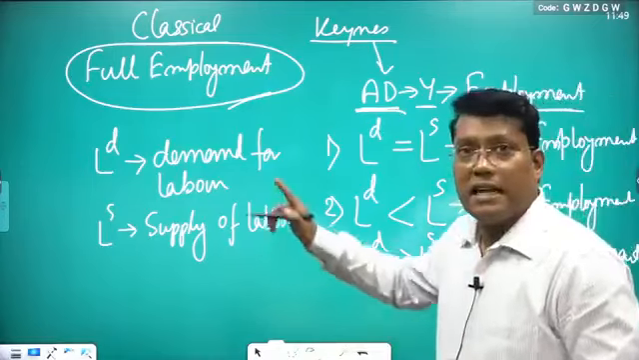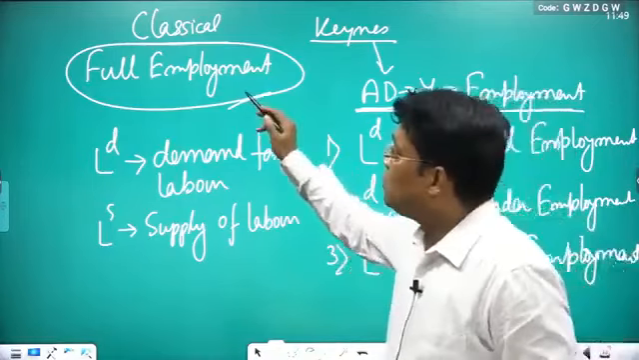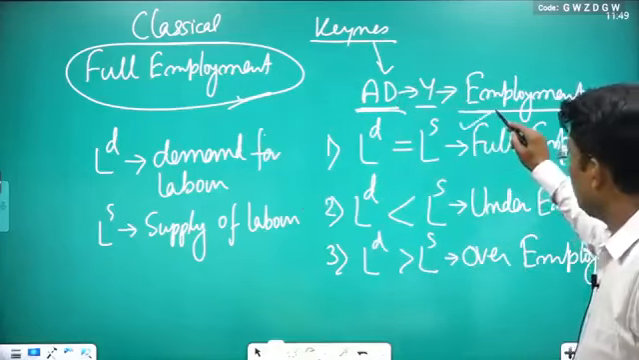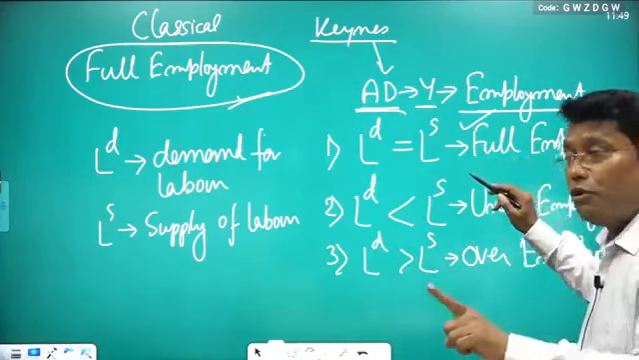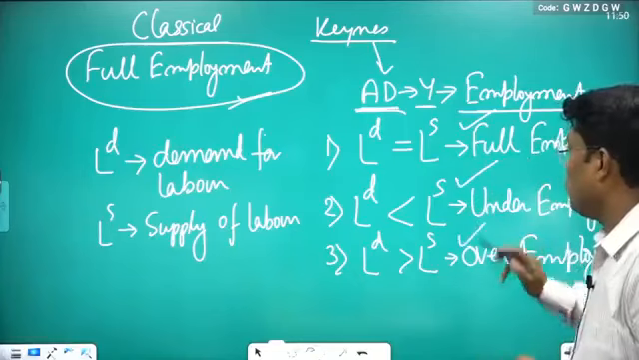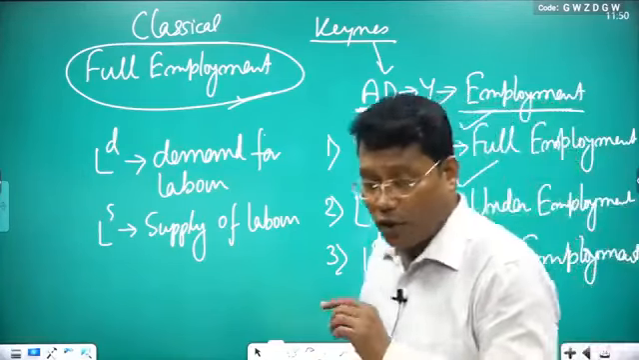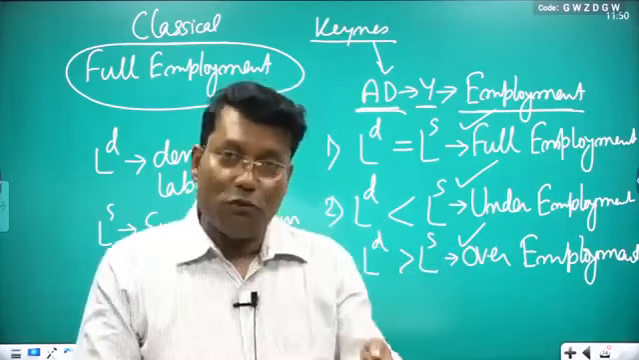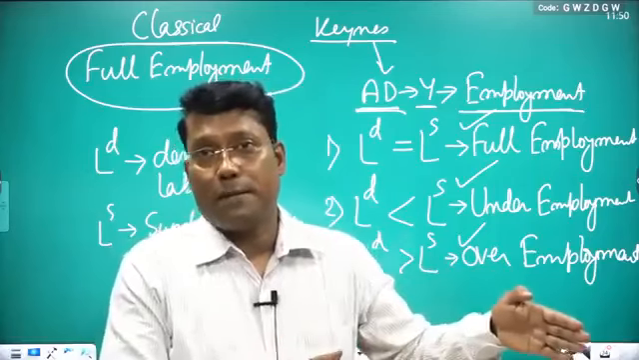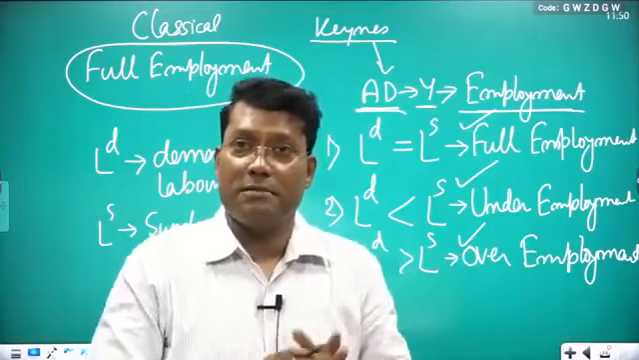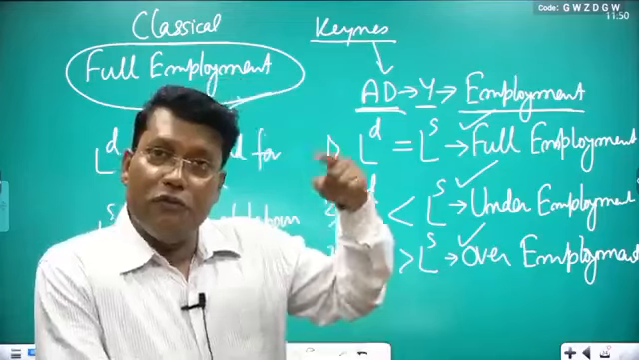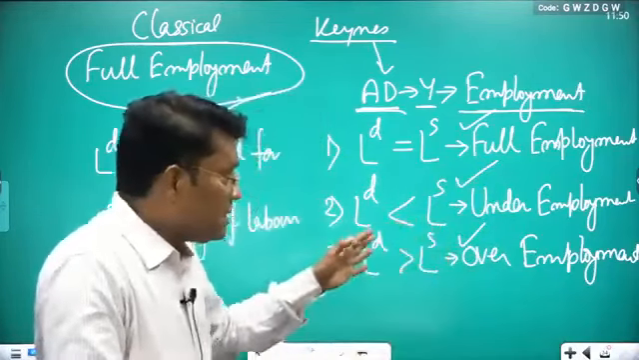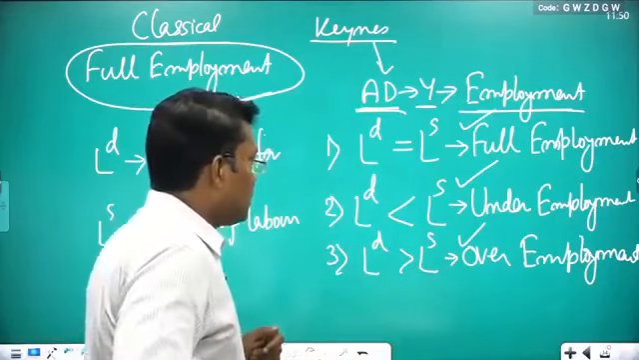So as far as classical theory is concerned, there will always be full employment, but as far as Keynesian is concerned, there may be full employment, maybe underemployment, maybe overemployment. These things you have to understand, because several times they have asked in the PT paper, so you have to start your preparations PT plus mains. Both the things you have to take at the same time. The analysis will help you in the mains and this concept will help you in the PT also, because without this we can't go ahead.